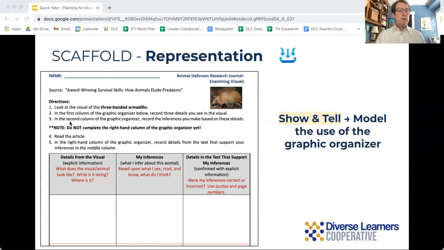Another category is representation, and this is a show and tell. Specifically modeling the use of the graphic organizer and explaining my thinking while I do that is really going to help students who are unfamiliar with how to do this to stay focused and engaged and be able to understand what I'm asking of them.